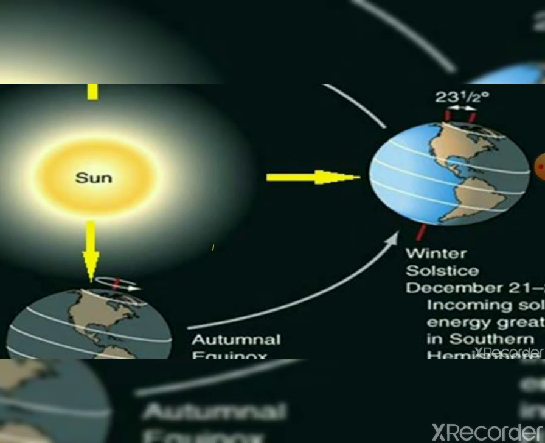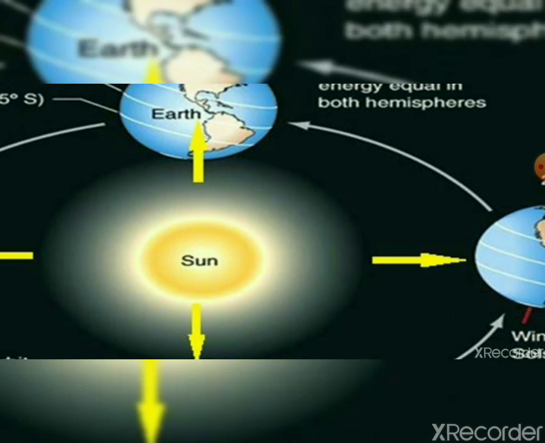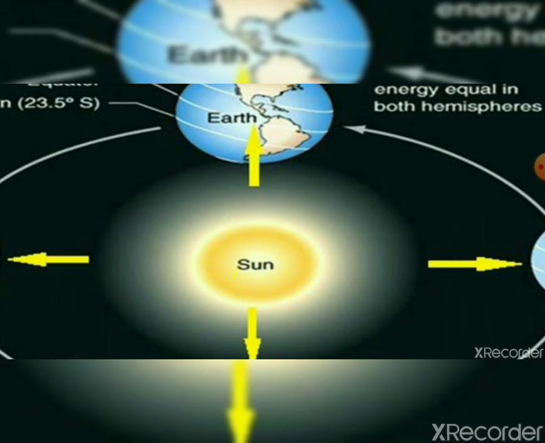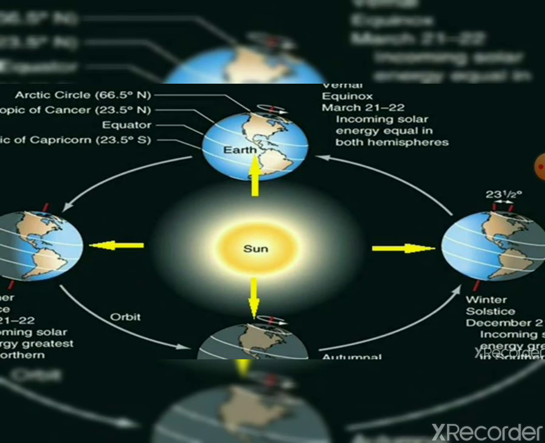On 21st of March and 23rd of September, direct rays of the sun fall on the equator. You can see in the photo, these direct rays are falling on the equator. So at this position, neither pole is tilted towards the sun. So the whole earth experiences equal days and equal nights. And this type of feature is called an equinox.